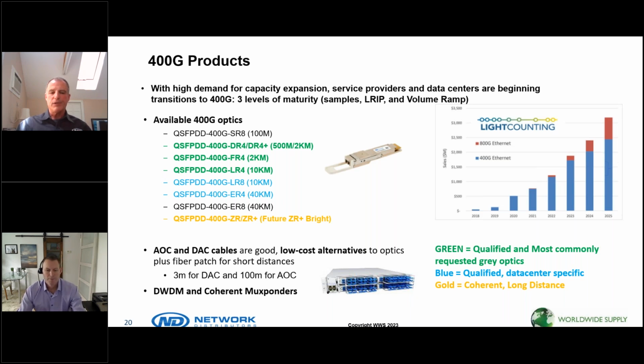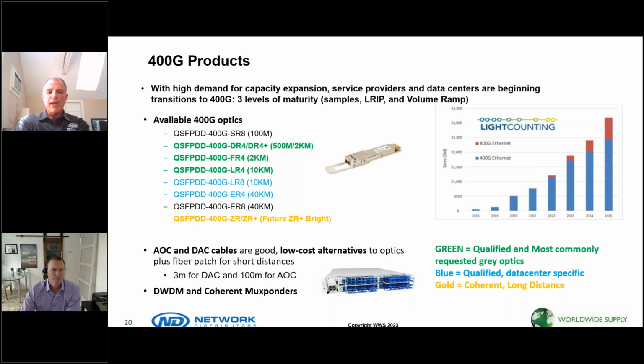It also includes the future ZR Plus Bright, which will be a 0 dBm or perhaps even higher, maybe +3 option to be able to give you longer distances unamplified or for use with ROADMs. So what do we see? Well, first thing is on the gray world, if you see an FR4 and LR4, those are people that have already sampled those in 2022 and started to get into low rate or volume production, where they need to start either connecting data centers, or they're going from site to site at 400 gig.